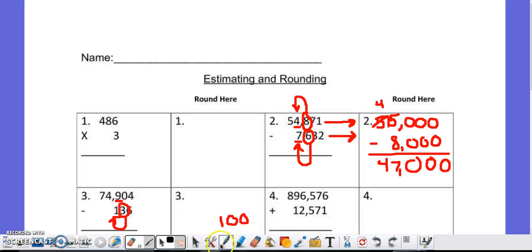So now I'm ready to round 74,904 to the highest shared place value of the hundreds. Underline the 9 in the hundreds because that's the highest shared place value.